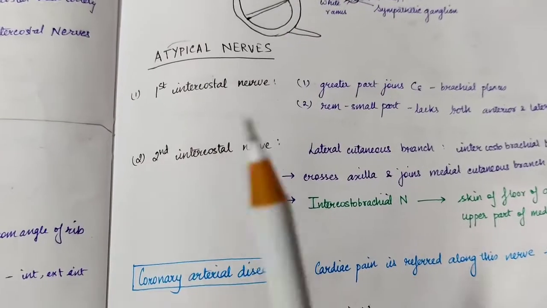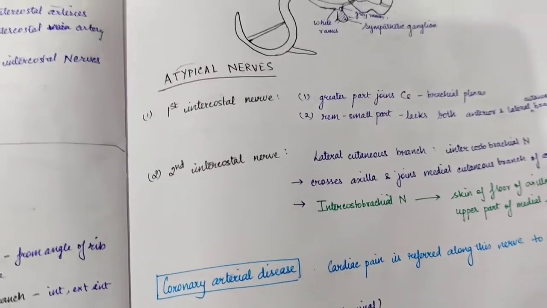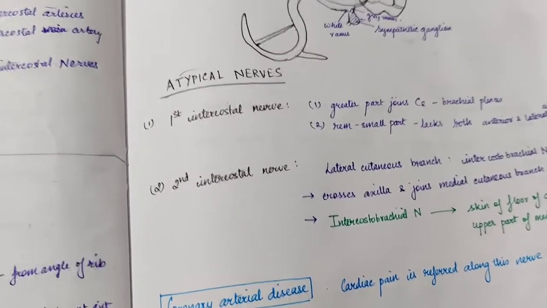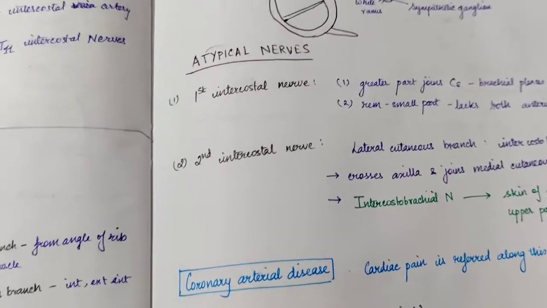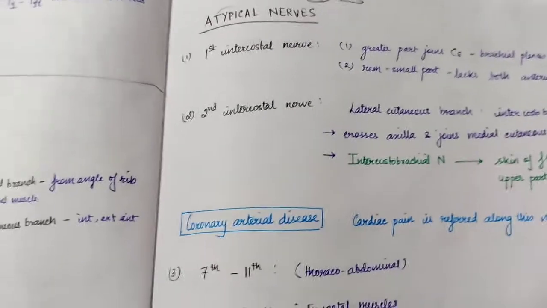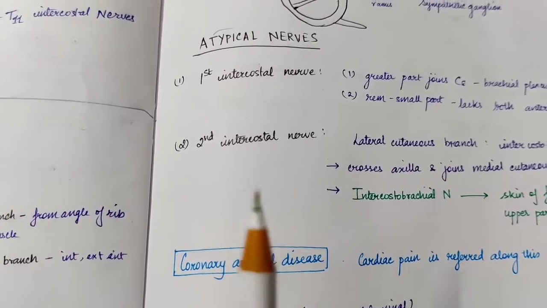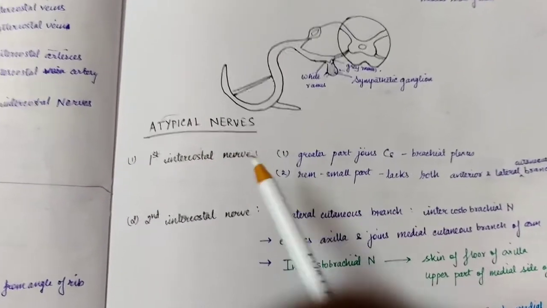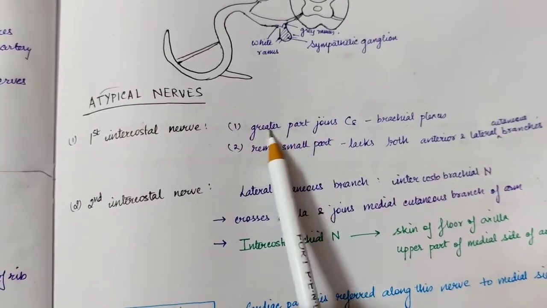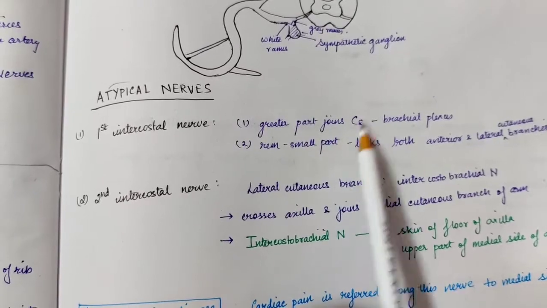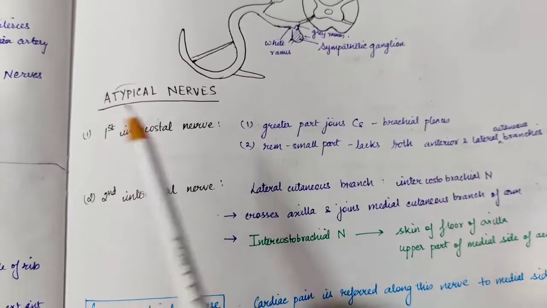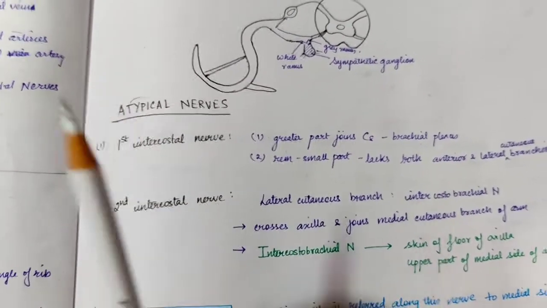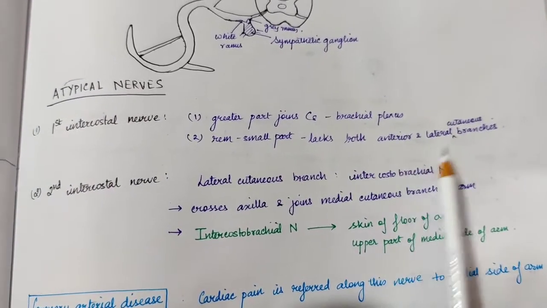Now we come on to, these were actually the qualities of the typical nerves, but what about the atypical nerves? We have 1, 2, and then 7 to 11. Okay, so the first intercostal nerve, what is the difference? First of all, the greater part joins with C8 and forms the brachial plexus, and the smaller part, which is actually present here, doesn't have the anterior and lateral cutaneous branches.